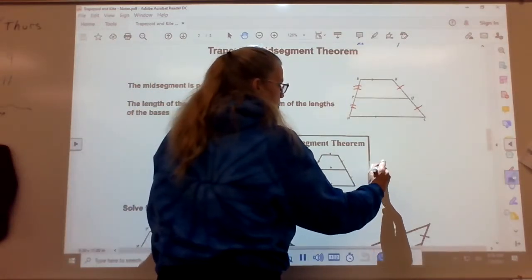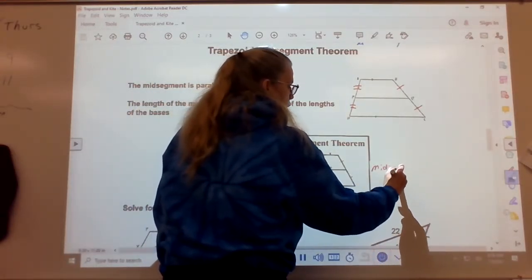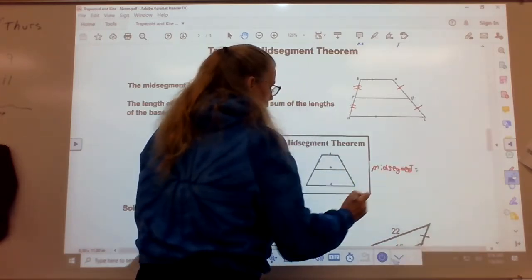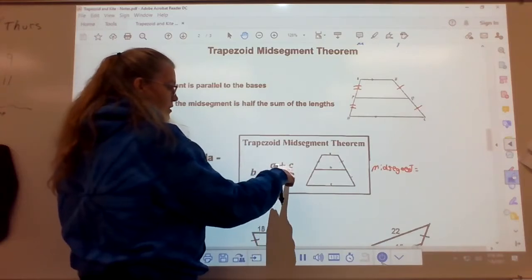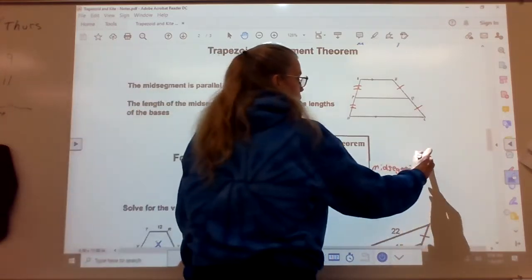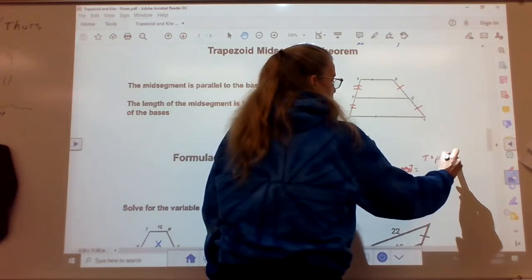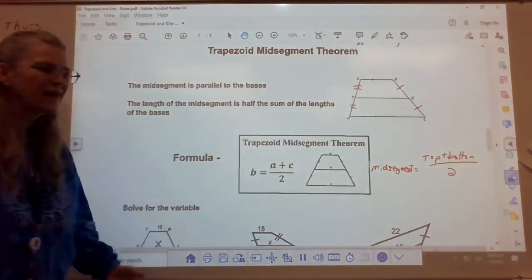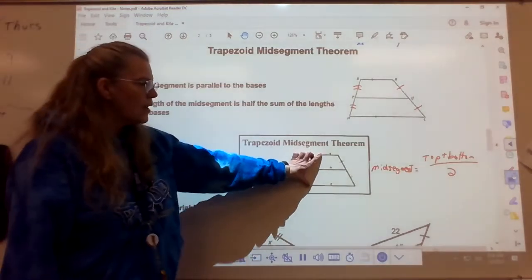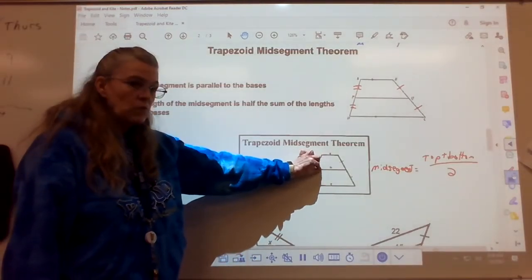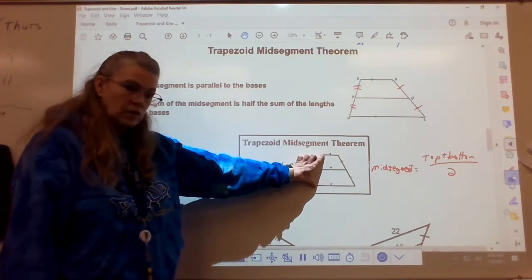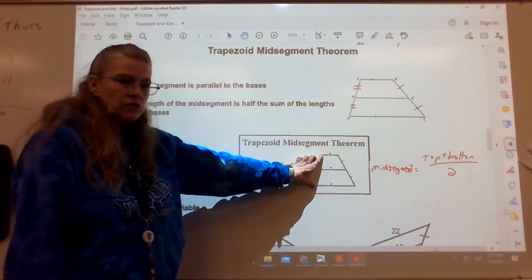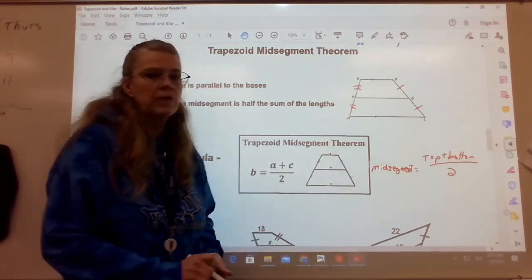So the mid segment is going to equal the two bases, which would be the top and bottom. So top plus bottom divided by 2. It's kind of like an average. If I know the top and bottom, the mid segment will be the average of the top and bottom. And anytime we're trying to find the average, you add them up. Because there's only two things, you divide by 2. So let's take a look at some problems dealing with mid segment.